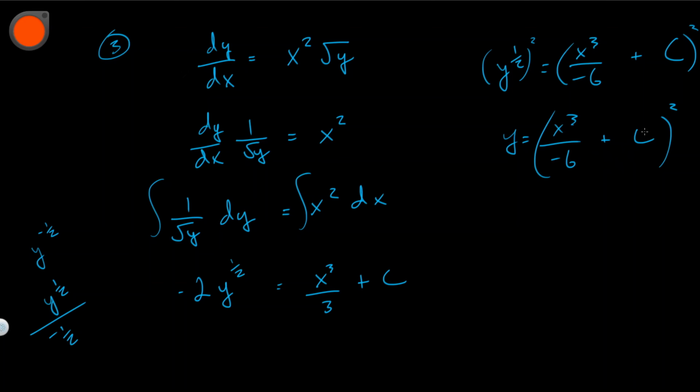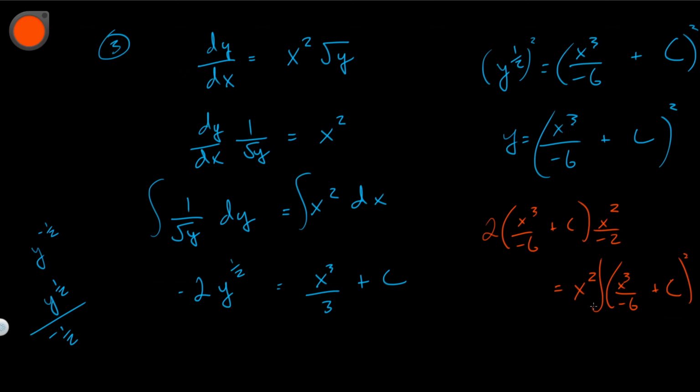It's so good. All right, so the derivative of this, we're going to bring that 2 down. Everything stays the same in the middle. Then we take the derivative of the middle. This is just the chain rule. It's going to be x squared divided by negative 2. Looks like there's some simplification that can go on there. But this is going to be equal to, well, we're trying to verify that it is equal to x squared times the square root of y. And where is our y? It's right here. x cubed divided by negative 6 plus c, squared, all square rooted.